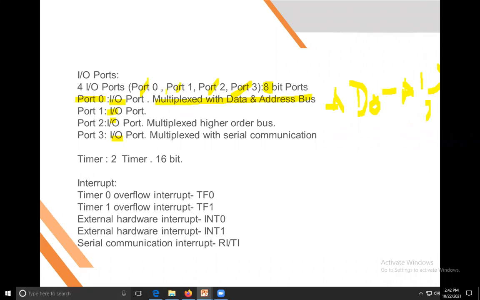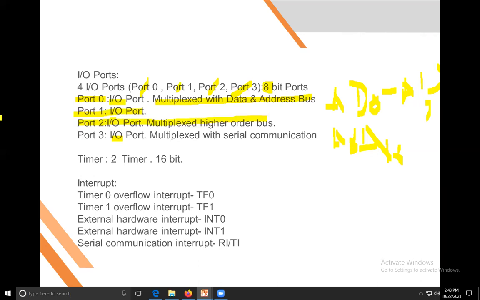Next is port 1. Port 1 is an input port, and there is no multiplexing. Then port 2. Port 2 is multiplexed with the higher order address bus. This is the lower order address bus, and here is the higher order address bus, A8 to A15. Same in 8051 and 8085, an 8-bit data bus and a 16-bit address bus. There is no difference, that's why I'm not explaining it briefly.